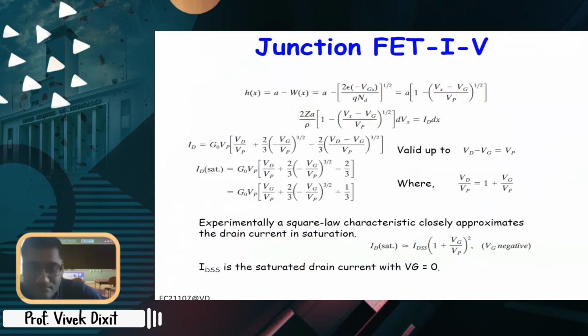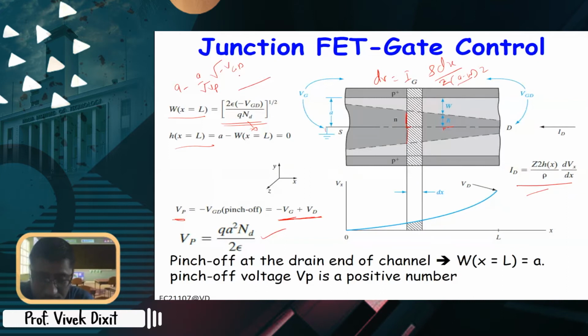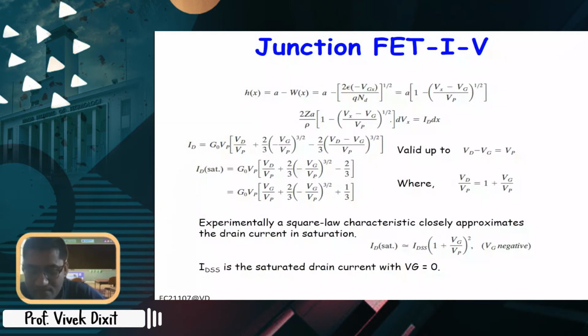Now this is basically for L. For any position x, instead of Vd you can write Vx, right? So it becomes Vx minus Vg, right? So here Vx minus Vb square root. And then if you integrate it, you will get a slightly complicated expression like this.